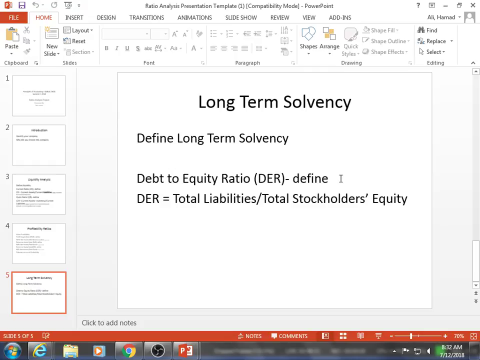Anyway, so this is the debt to equity ratio, and I'll only ask for one ratio, okay? And long-term solvency, that's the ability of the company to survive in the long run.